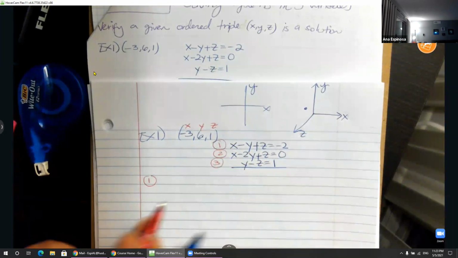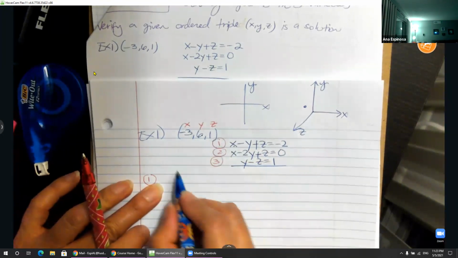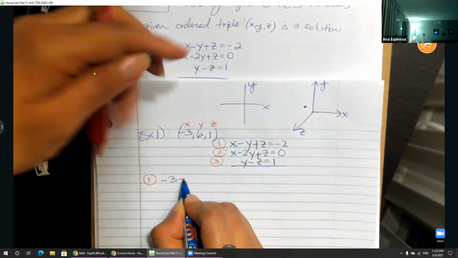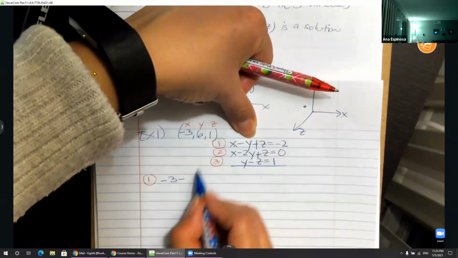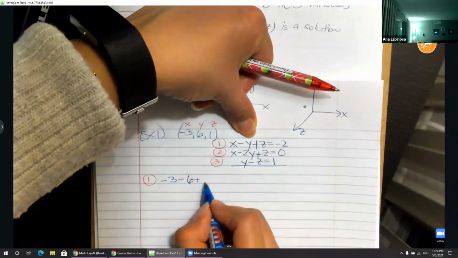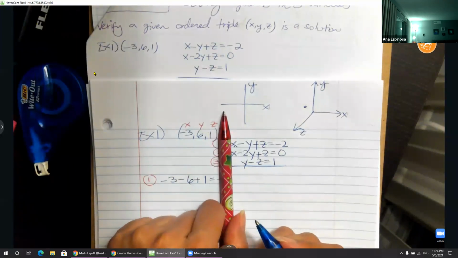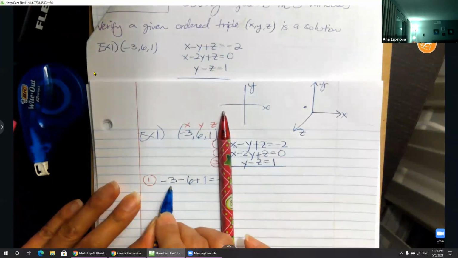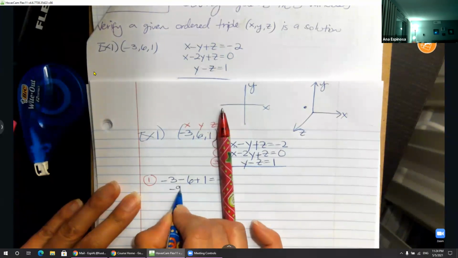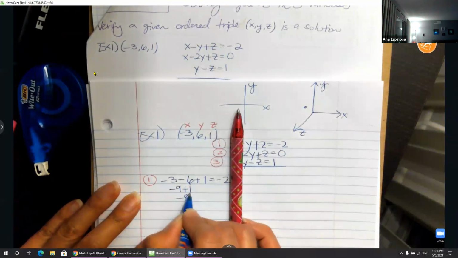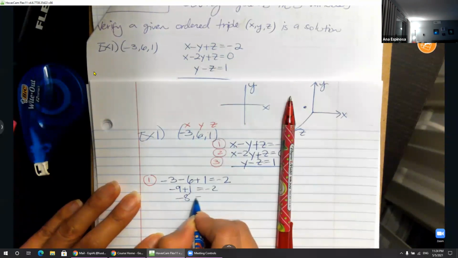Let's go to the first one. Let's plug in that x. That's a -3 minus my y, which is 6, plus my z. Does that equal -2? Don't move things left and right. You leave that alone and just do the math. So this is -9 plus 1. That's -8.